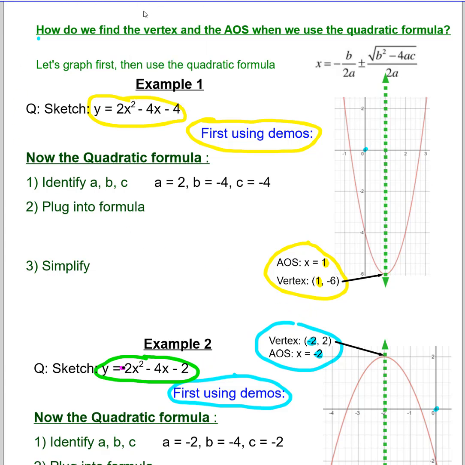So I'm going to use the quadratic formula, and we're going to pretend we don't have Desmos here, right? So how would I do this if I don't have Desmos? Of course, we have Desmos to see what the pattern is. So identify A, B, and C, which I've already done for you. So A is 2, B is -4, C is -4. We're going to plug it into the quadratic formula.